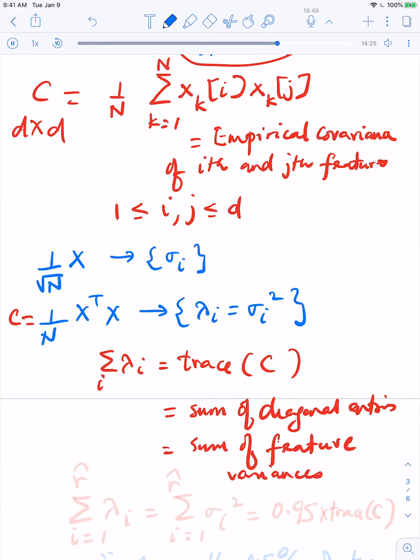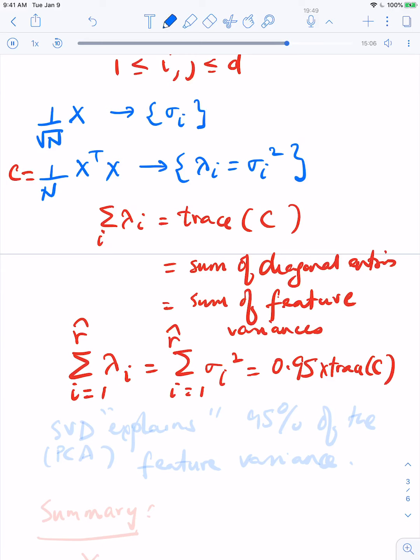So where should I truncate the SVD? Well, I could say I want to explain 95% of the variance, right? So I could, for example, choose the truncation point such that the summation i equals 1 to r hat of lambda i, which is the same as i equals 1 to r hat of sigma i squared, is say 0.95 times the trace of C. You could think about it that way, and it's basically a sum of the variations in the features.